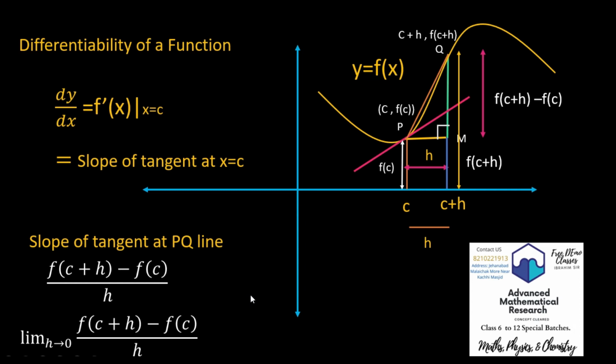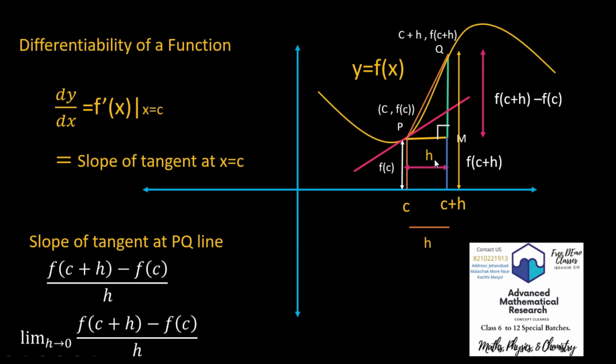Now we will see this through animation, how the slope of the PQ line, that is the secant line, becomes the slope of the tangent line when Q tends to P. Remember, when Q comes closer and closer to P, what will happen? H will tend to 0.